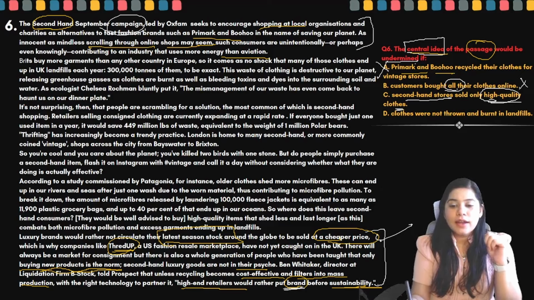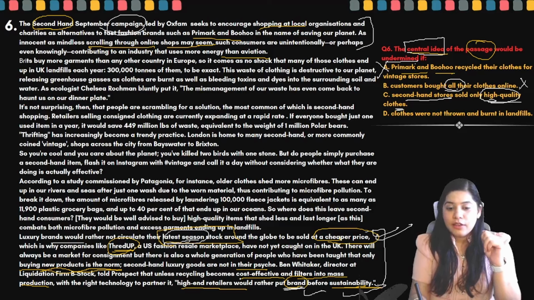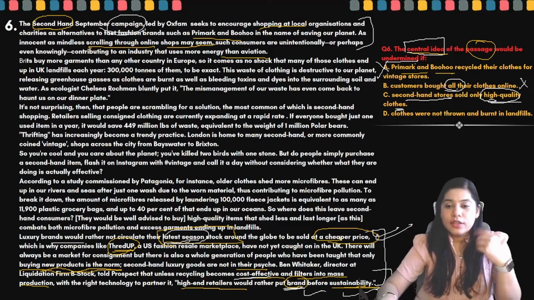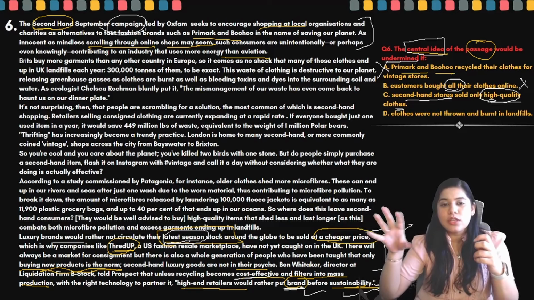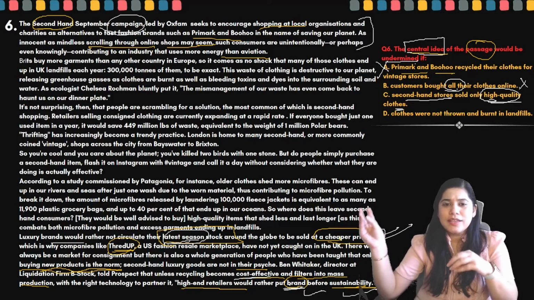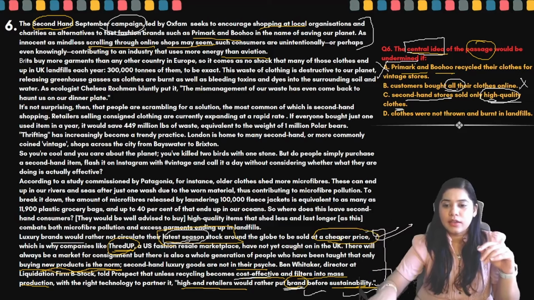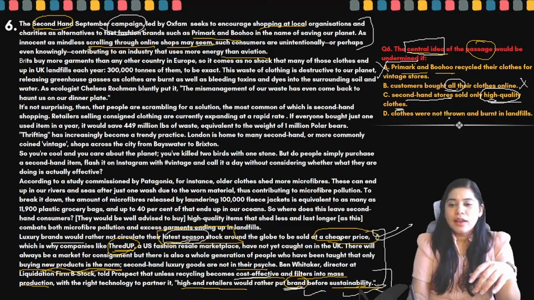What is the central idea? That luxury brands are not going to sell their latest season at a cheaper price. They are going to put their brand first before sustainability, unless there are cost effective ways, as in the last two lines, with the right technology to make good clothes from recyclable material. For example, some people have worn out clothes, so you're not selling exactly that piece, you're recycling the cloth material, making a new piece out of it. That is also recycling. Clothes were not thrown and burnt in landfills. That might be given in an option somewhere in the previous paragraph, but it is not the main point.